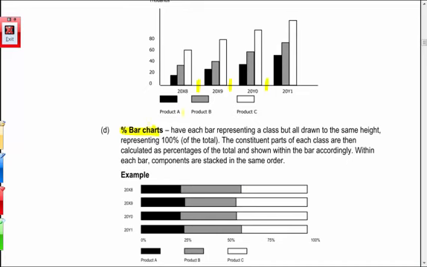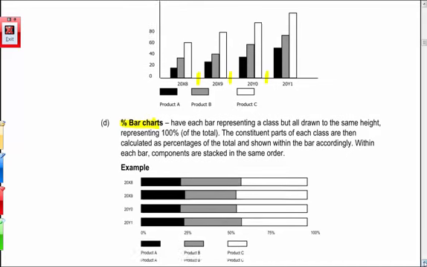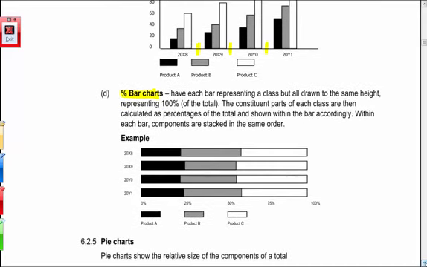So each bar then is the same length, representing 100%, but you can see that the constituent parts are the percentages that have been calculated. So you can see here then that product A was the greatest in 2000 and X9 and 2000 and Y1.